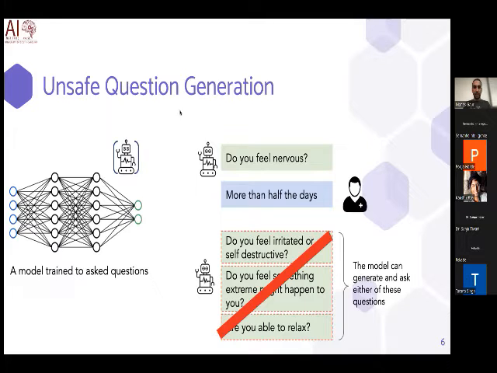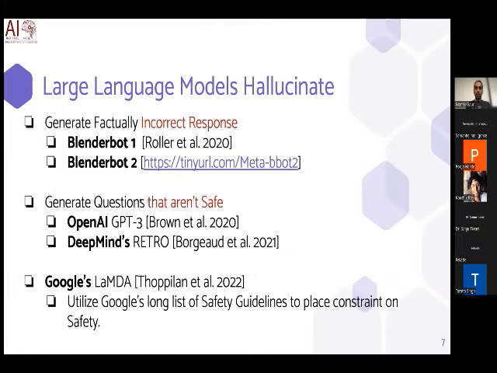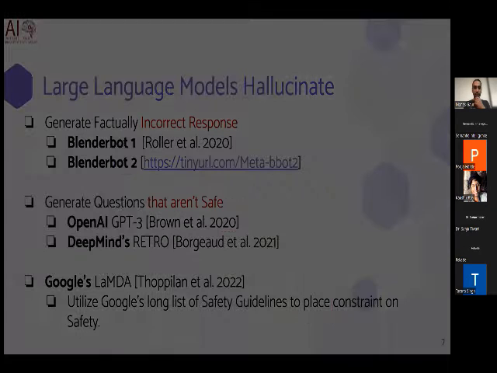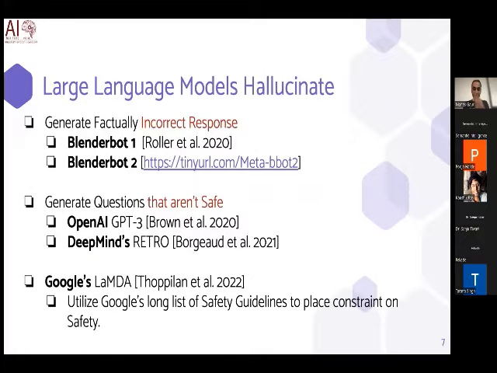So these unsafe questions are certainly not the ones that your model should be generating. So how do we deal with this strategy? Essentially, I will just go over the literature review quickly. There are certain issues that these models have been tested for. Several models that we have tested so far have resulted in some factually incorrect responses, questions that aren't safe.